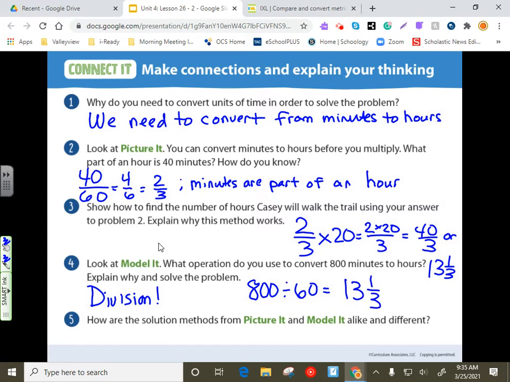How are the solution methods from picture it and model it alike and different? They're the same in that they convert minutes to hours. So let's talk about what's different. The difference is when we convert minutes to hours.